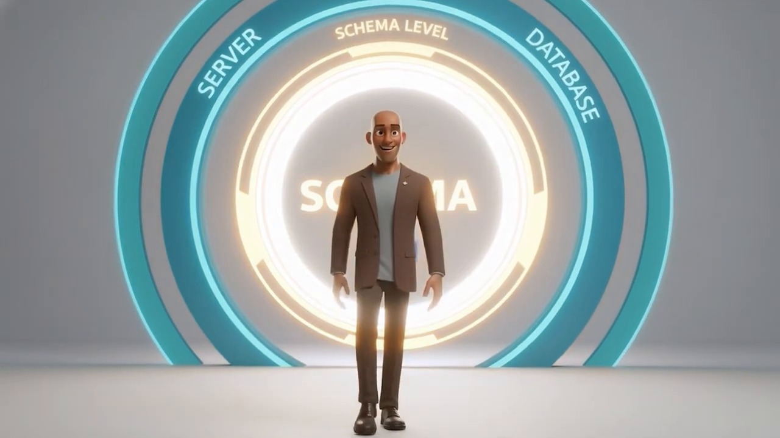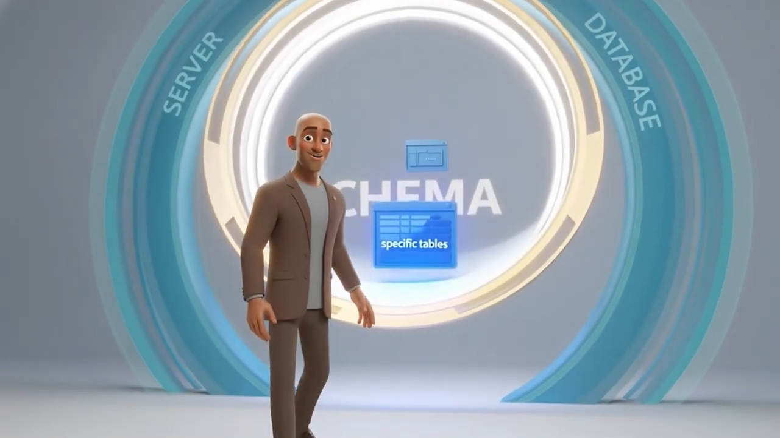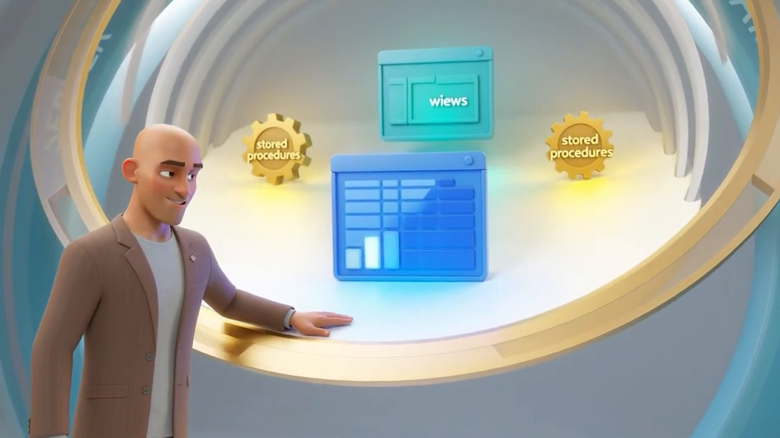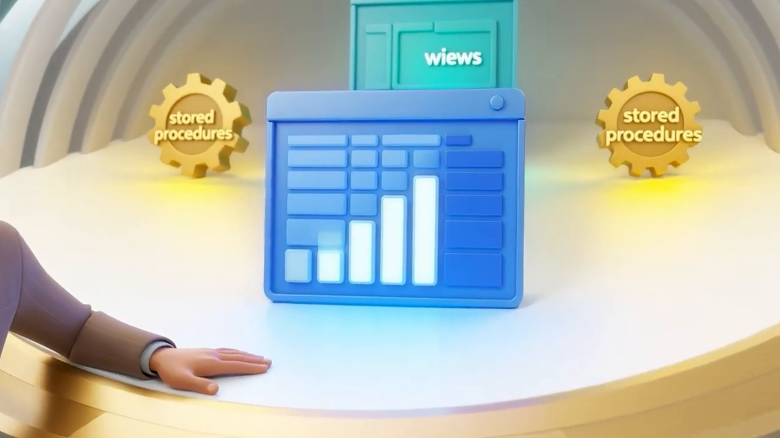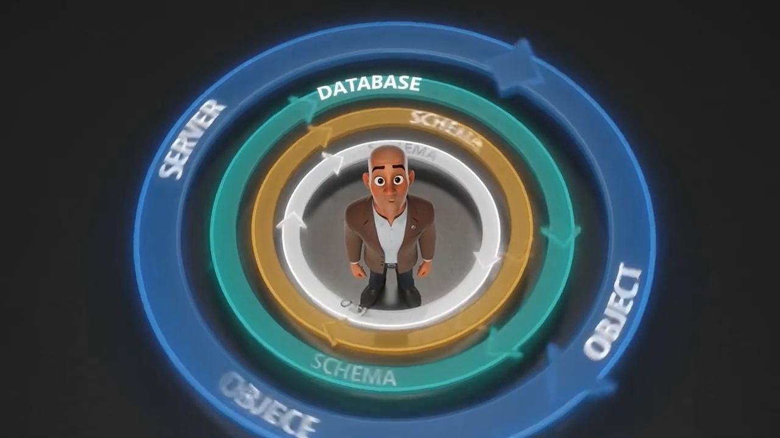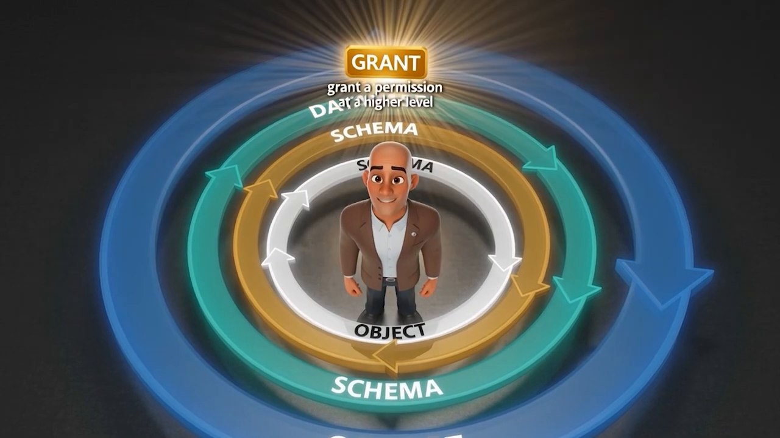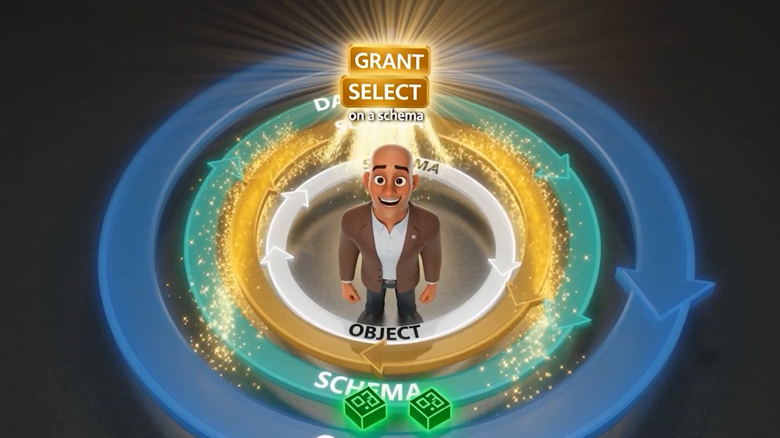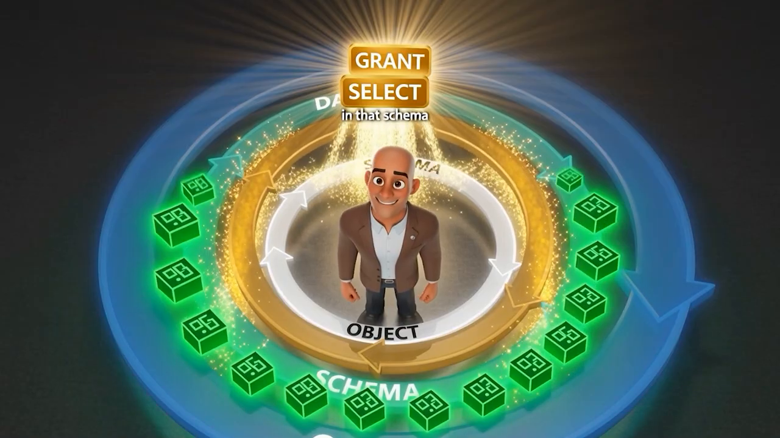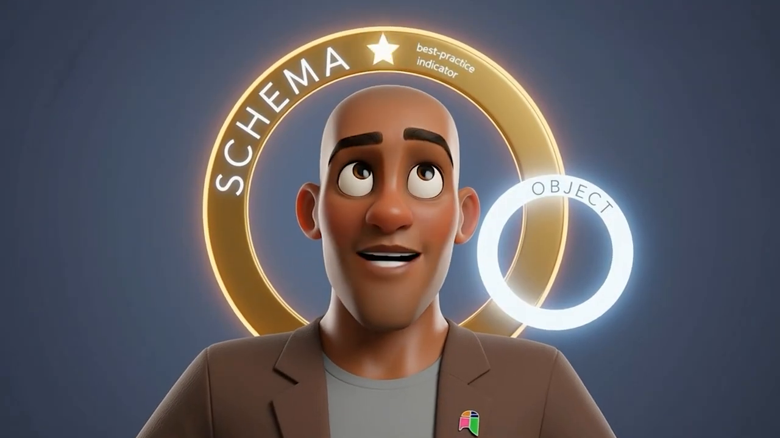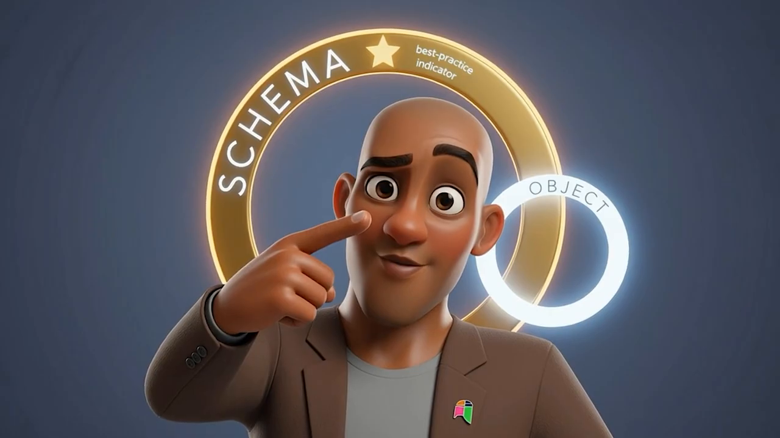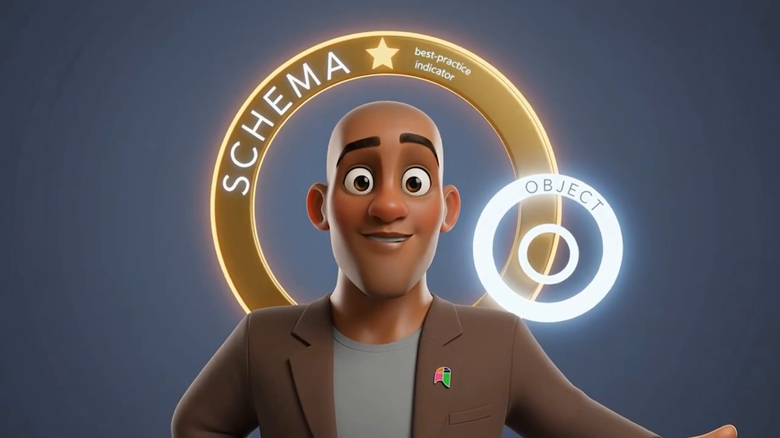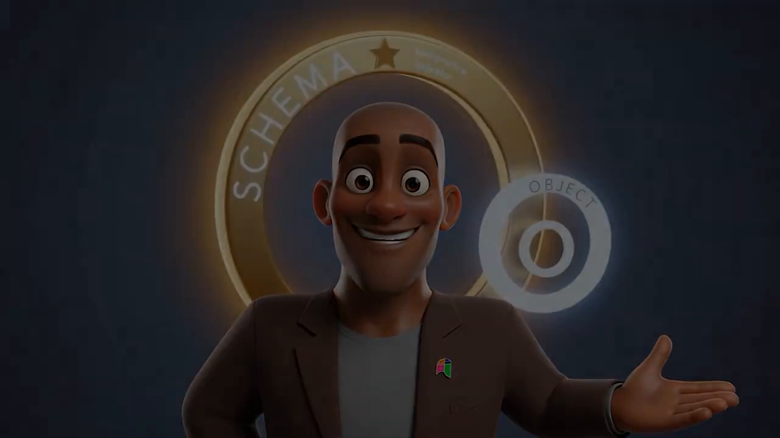At the bottom is the object level. This is where you grant or deny permissions on specific tables, views, stored procedures, or even individual columns. Permissions flow down this hierarchy. If you grant a permission at a higher level, it applies to everything below it. For example, granting SELECT on a schema gives SELECT on all tables in that schema. As a best practice, manage permissions at the schema level where possible, and reserve object-level permissions for specific exceptions. This keeps your permission structure clean and maintainable.